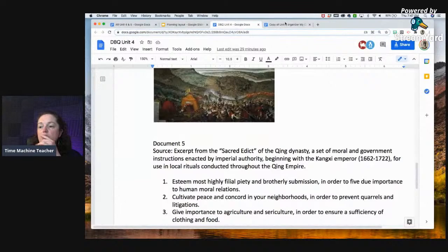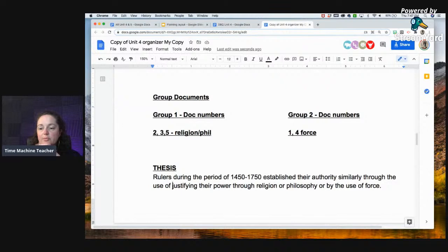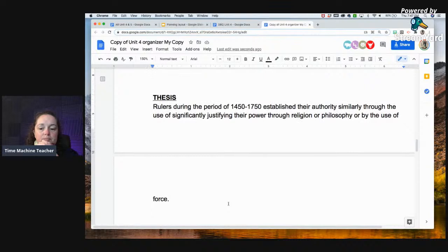So you could say significantly justifying their power through religion and philosophy, or by use of force. Yep, you could use that as well. Major, that would work too. Now, we would normally write a difference too, but we don't really have enough documents with this one to write a difference, so we're going to skip that for tonight. But next time, when we write one with 7 documents, you'll be able to do both.